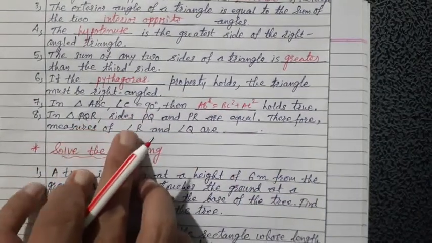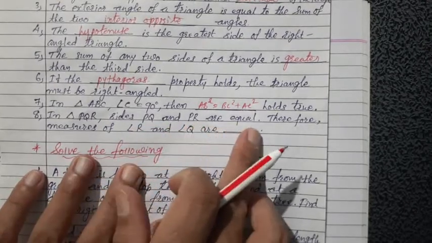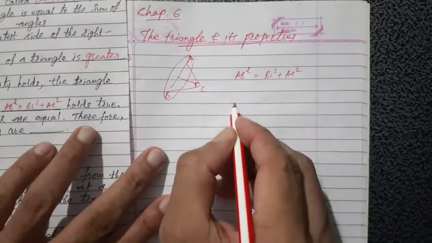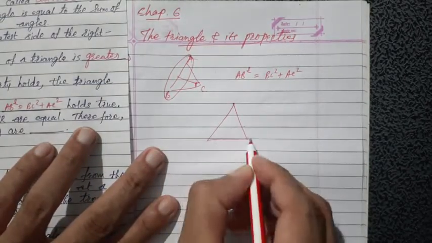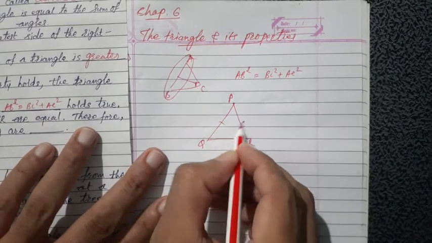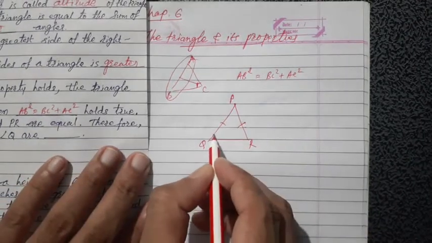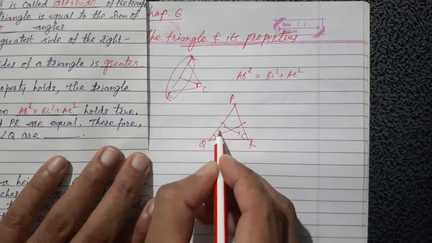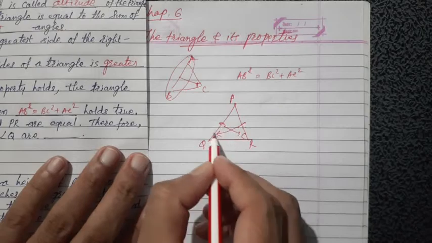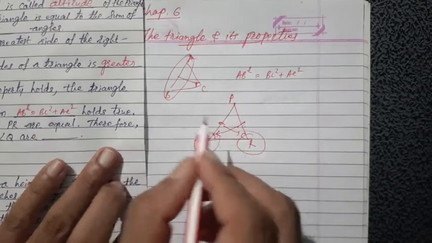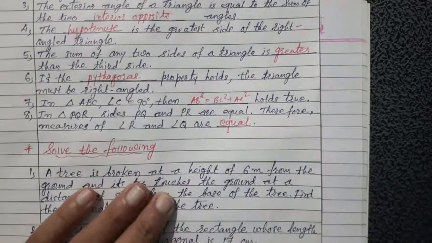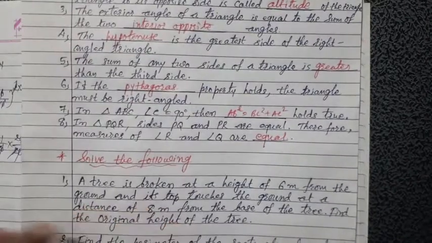In triangle PQR, the sides PQ and PR are equal, therefore the measures of angles R and Q are, look, in a triangle PQR like that, PQ and PR are equal, so Q and R are the angles opposite to equal sides. Okay, and we know that angles opposite to equal sides are always equal, so they are equal. Okay, these are the fill in the blanks.